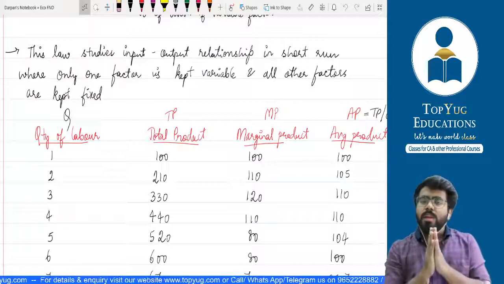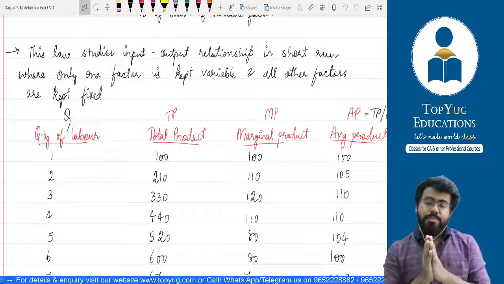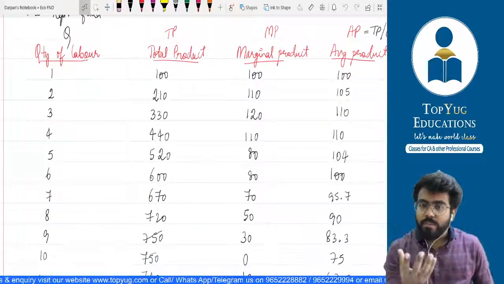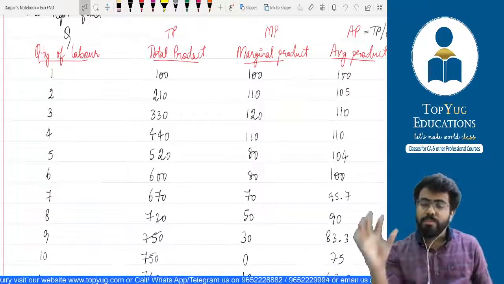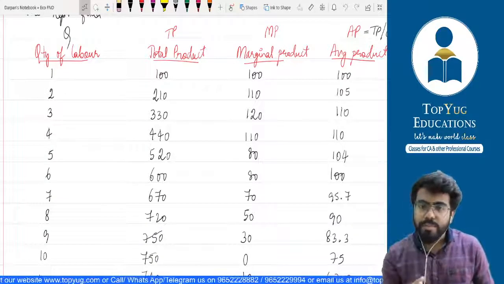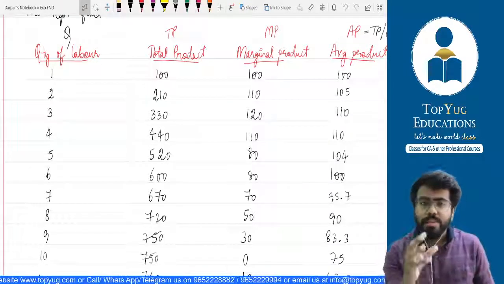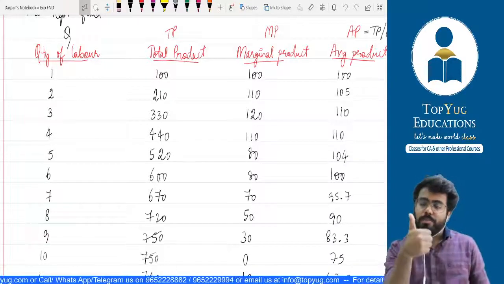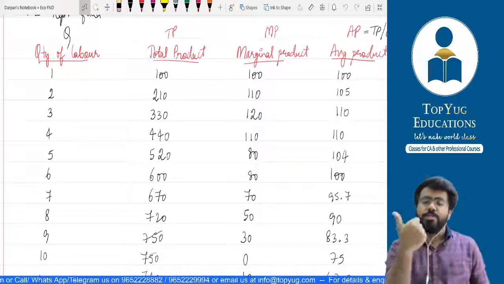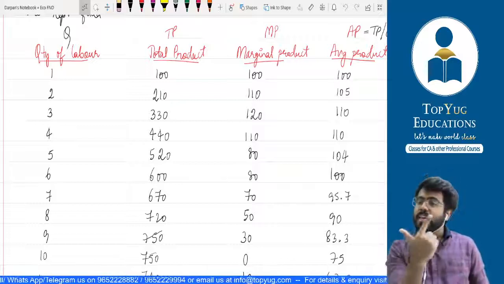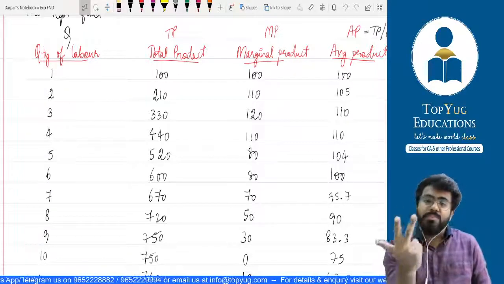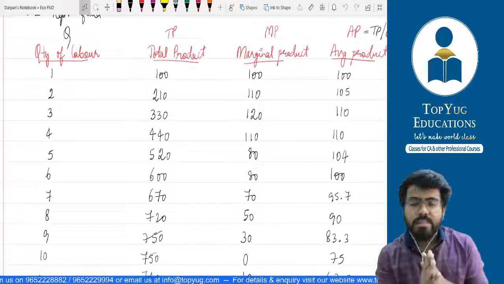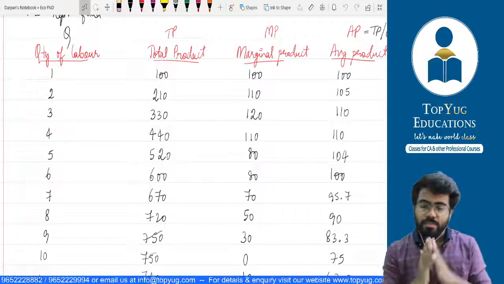Okay? Now, in our example, in the table that we saw, what is happening? I have taken labor as that variable input. I'm taking one input as variable and keeping all others fixed, correct? In my example, I took labor as my variable factor. That means I've kept machinery as fixed. I cannot change machinery. I've kept land as fixed. I cannot change land. I've kept buildings as fixed. I cannot change buildings, right? Everything else is fixed. Only labor is variable.